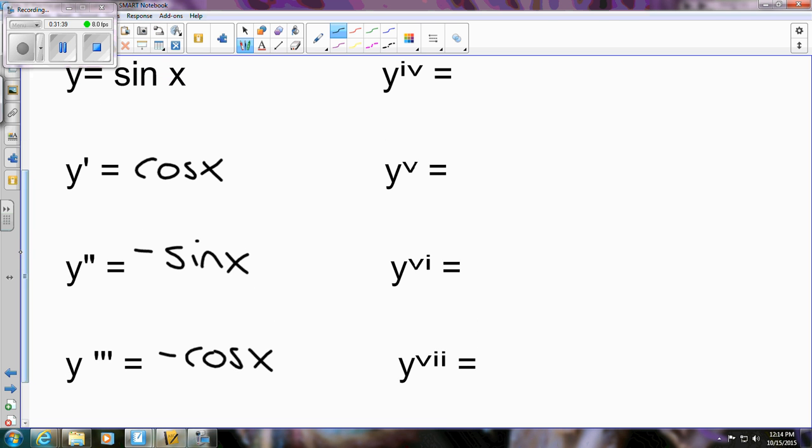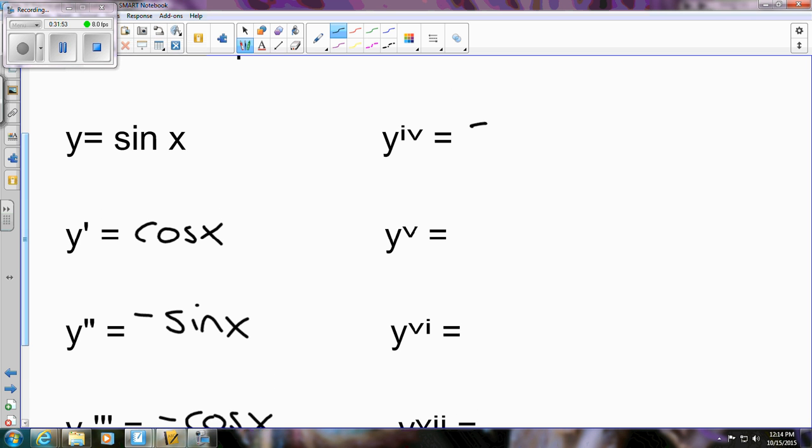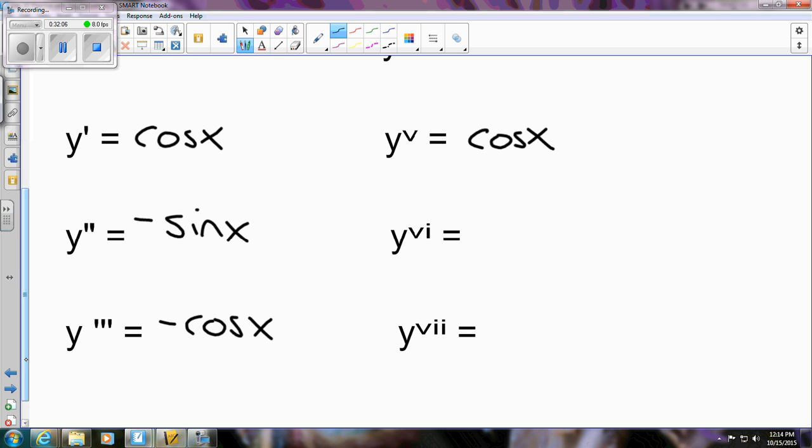Let me just see what we have so far. We started out with sine x, took the derivative, we got cosine x, took the derivative, negative sine x, got negative cosine x. Now let's take the derivative of negative cosine x. We're going to be back to positive sine x. So the fourth derivative is sine x. Okay. Take the derivative of that. Let's get the fifth derivative. Cosine x. Okay. Negative sine x. Take the derivative of that. Negative cosine x. You see how it's repeating? It's like a cycle of 4, right?